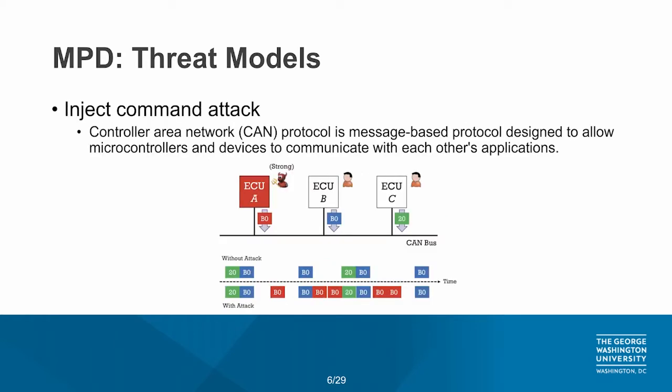The second type of attack is the inject command attack. This attack exists in the Controller Area Network, CAN, protocol. The CAN protocol is a message-based protocol designed to allow microcontrollers and devices to communicate with each other in applications. So we have an attacker electronic control unit, ECU, here. The attacker ECU will send a malformed packet into the CAN bus, and this packet will distract other ECUs and force them to execute malformed actions, and therefore crash the system.